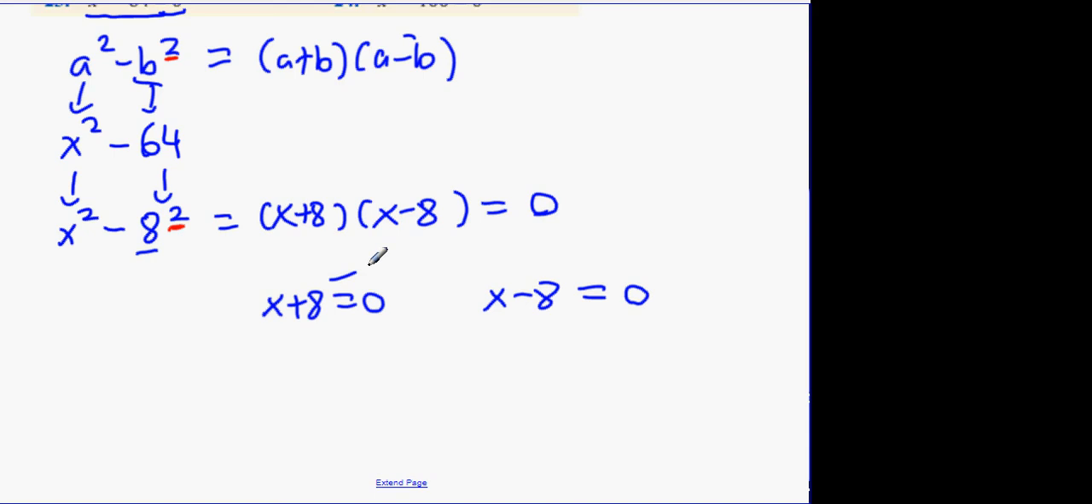And so we're going to get x equals minus 8 and x equals plus 8. Okay?